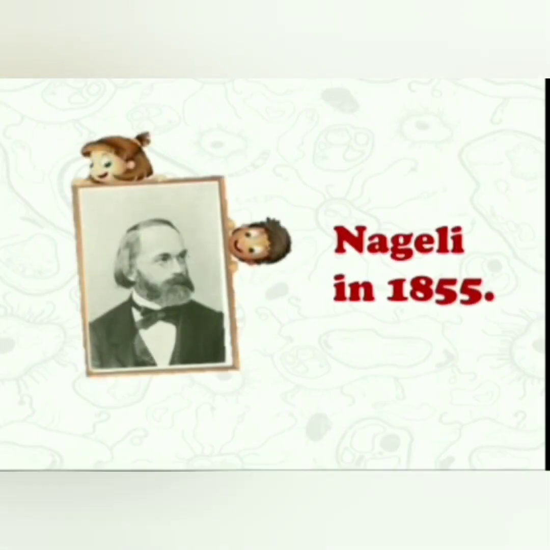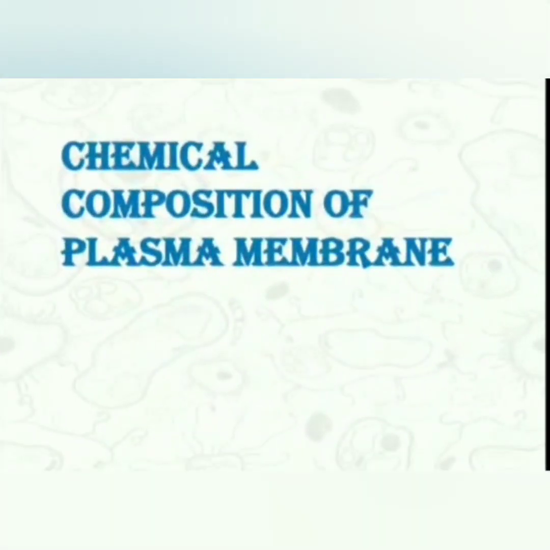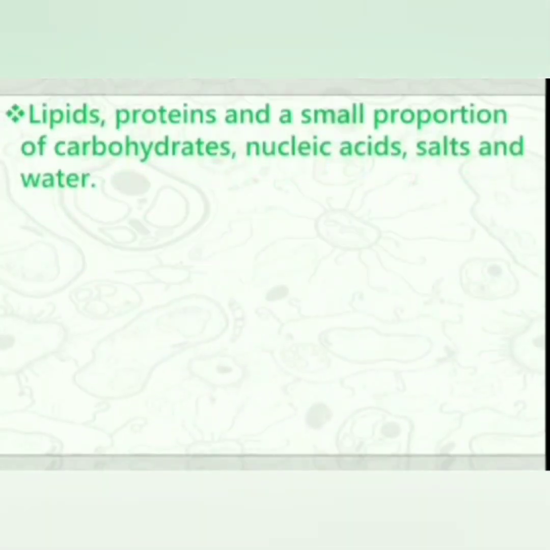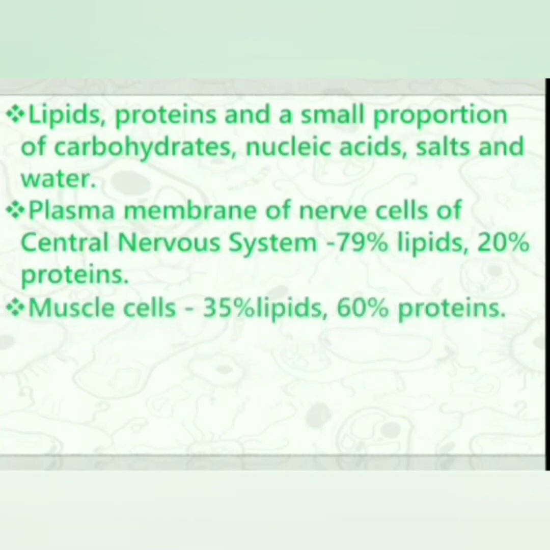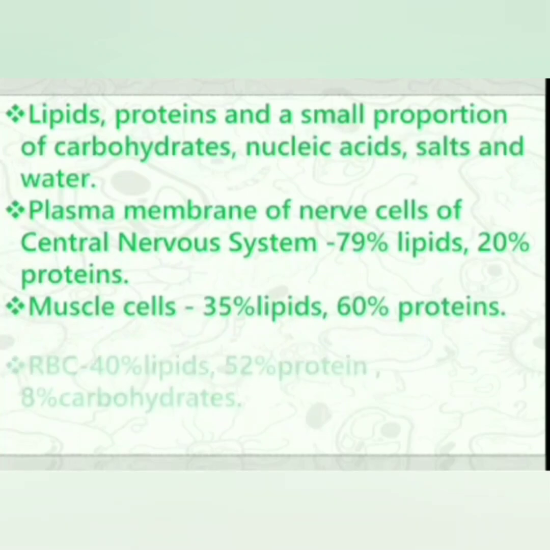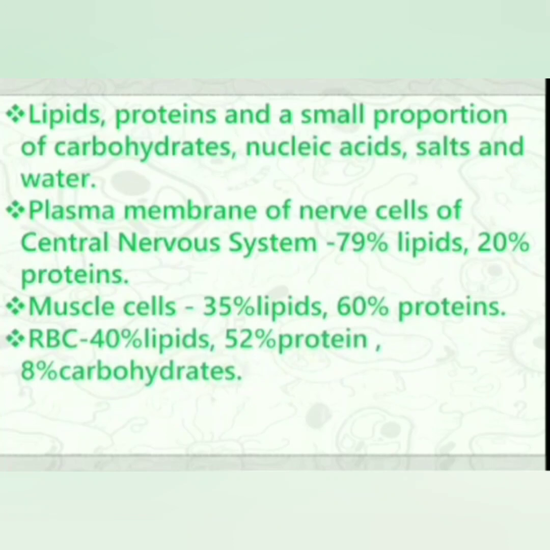Chemical composition of plasma membrane. It is formed mainly of lipids and proteins, and a small proportion of carbohydrates, nucleic acids, salts and water may also be seen in some membranes. For example, plasma membrane of nerve cells of central nervous system has 79% lipids and 20% proteins, and muscle cells have 35% lipids and 60% proteins. RBC has 40% lipids, 52% proteins and 8% carbohydrates.